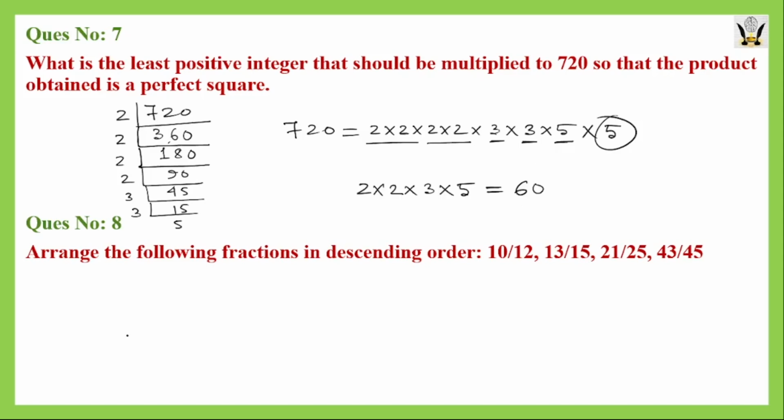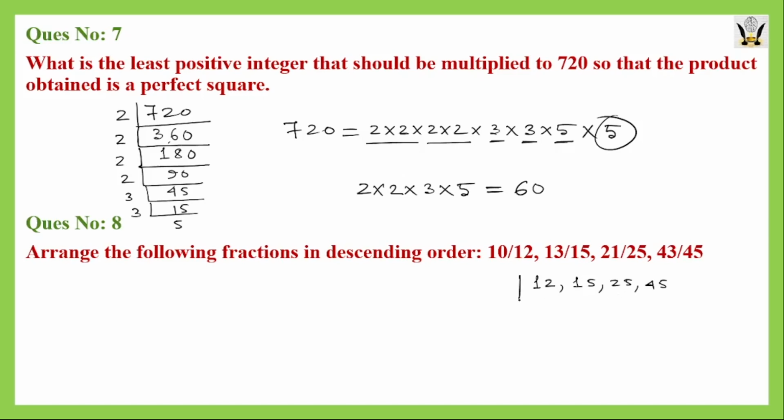Now the next question, and the last question of this class: we have to arrange the following fractions in descending order. Now the 4 fraction values that are given, if we look at them, their denominator values are different. And again, this is the same as the first question that we have solved. So what we have to do is take their denominator values 12, 15, 25 and 45, and make their denominator values the same, so that with respect to the same denominator value we can compare their numerator values.